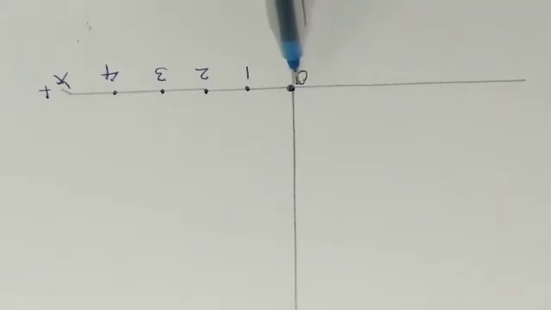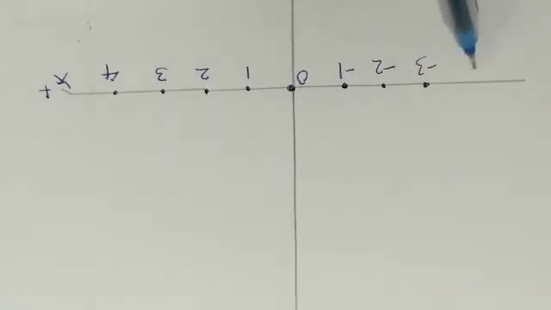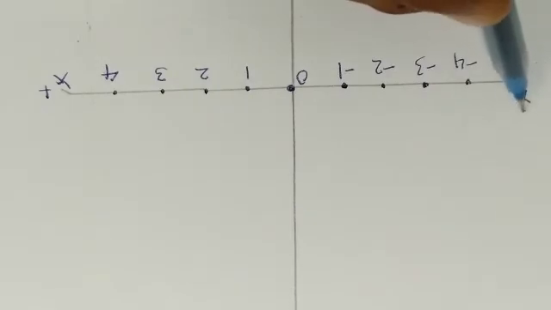From the origin, if I move towards the left, values go on decreasing. Minus 1, one more step, minus 2, one more step, minus 3. If you continue so on, you get many points. This is the negative x-axis.